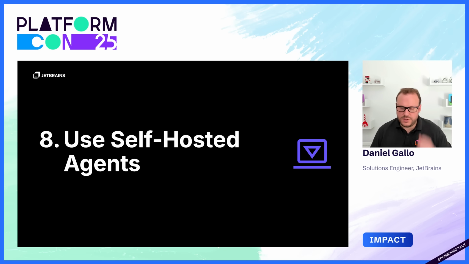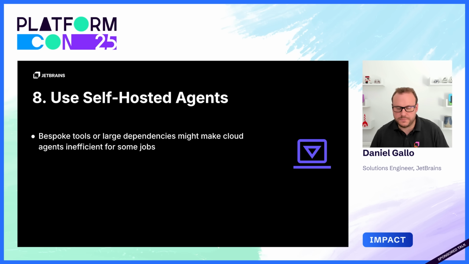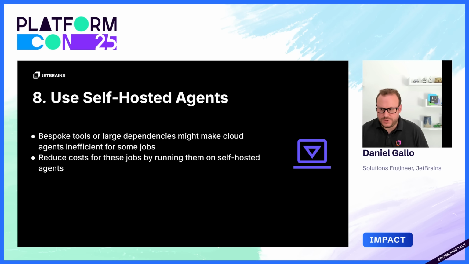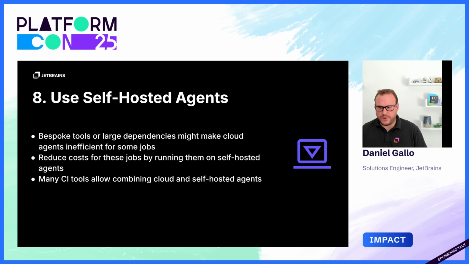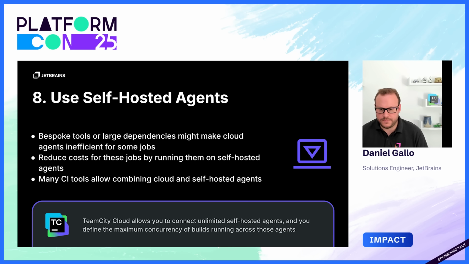Point number 8 is using self-hosted agents. If you're making use of any bespoke tools, or any tools that require licensing, or maybe large dependencies you need within your infrastructure or within your private cloud, you could make use of self-hosted agents. You can reduce your costs for these jobs by running them on self-hosted agents instead of cloud agents. And many CI tools allow combining cloud and self-hosted agents together, so you shouldn't have to switch from one to the other. You can use both.